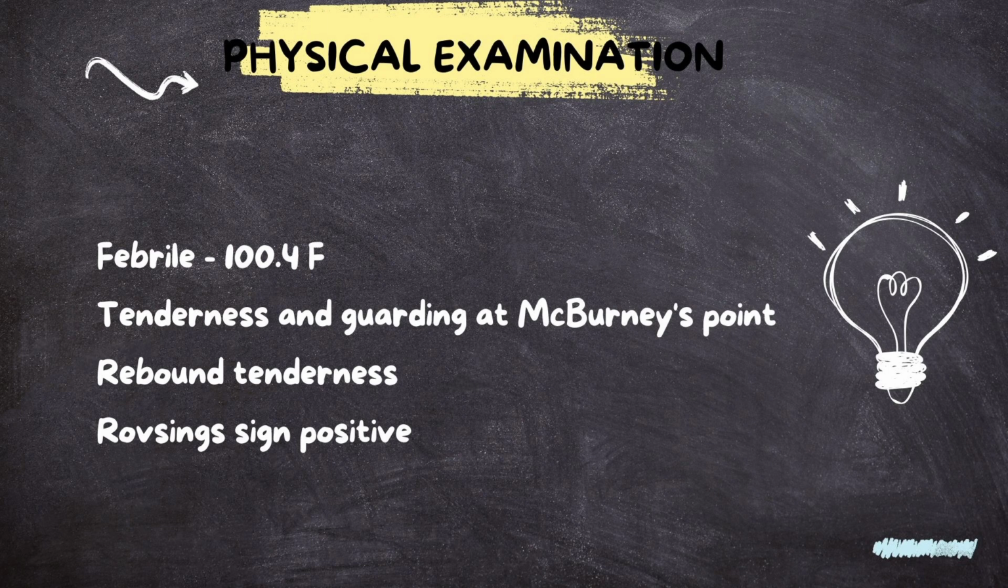There is rebound tenderness, and a positive Rovsing's sign is noted, pain in the right lower quadrant when the left side of the abdomen is palpated. Additionally, the psoas sign is positive, indicating irritation of the iliopsoas muscle.